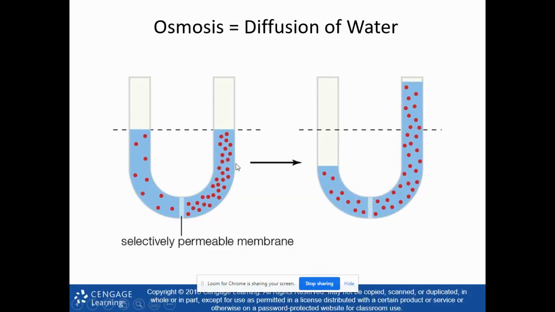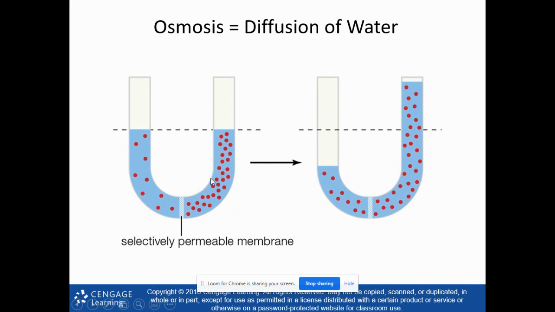So here you have two environments separated by a selectively permeable membrane. The red dots represent the solutes, dissolved in the blue water. Now, on which side is the solute concentration higher? This side or this side? Well, it's this side. You have more solutes, so the solute concentration is higher on this side.